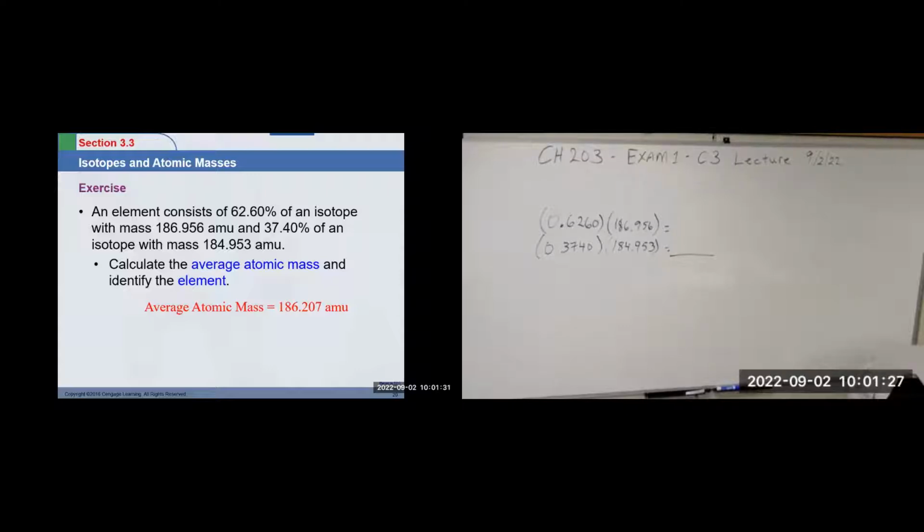186.207. Here we go. Right on the money. And that, you didn't have to memorize that one. That one is rhenium. You didn't have to memorize it. No, I didn't think so.